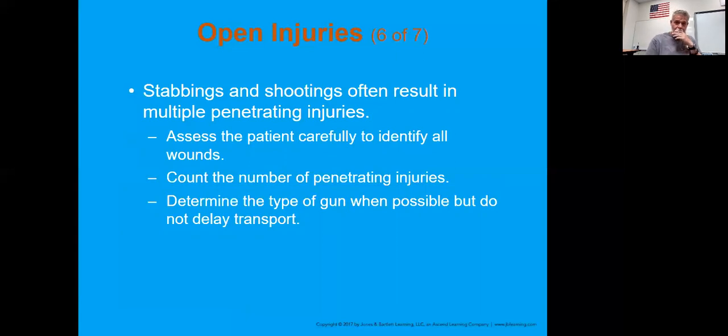With multiple penetrating injuries, when we're talking about gunshot wounds, there's potential for ricochet. So something can bounce off of here, bounces off of here. Is it a fragmented type of shell? So it's going to cause additional injuries throughout.